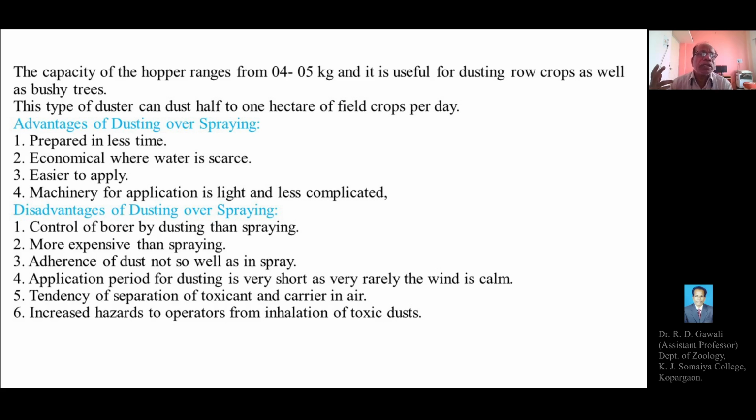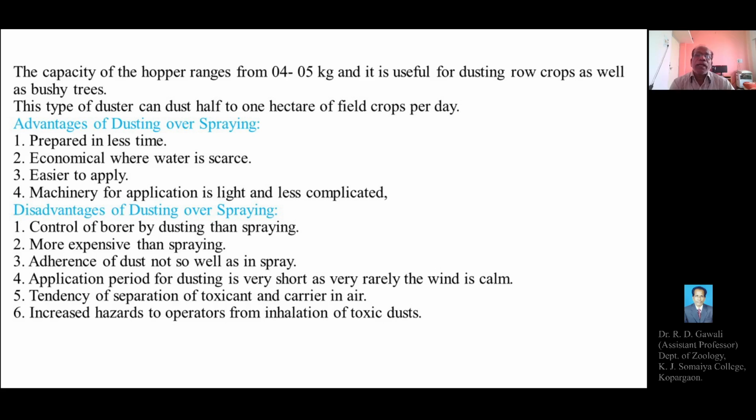Then disadvantages of dusting over spraying. Control of borer by dusting is harder than by spraying. So this is a disadvantage. Whenever there are borer categories of pest, they will not be controlled by the application of dust or powder pesticides. So this is the drawback. We cannot control or get relief from the borer category of pest by dusting powder pesticides.